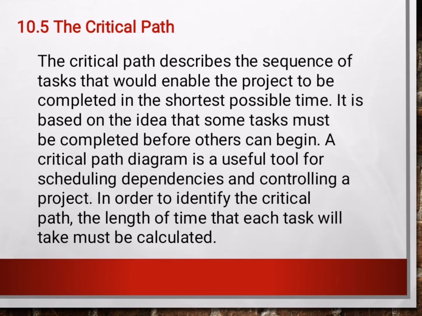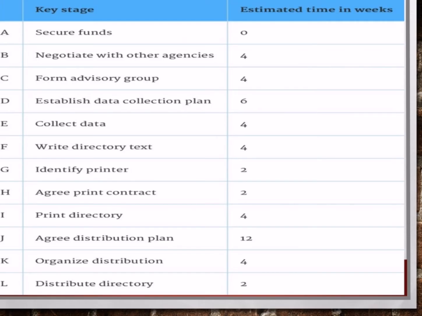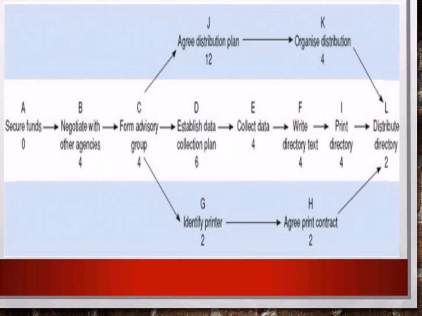The critical path. The critical path method, or critical path analysis, is an algorithm for scheduling a set of project activities. It is commonly used in conjunction with the program evaluation and review technique. In this example, the critical path is A, B, C, D, E, F, I, L, and the earliest completion date for the project is the sum of estimated times for all the stages on the critical path, 28 weeks. From the point of securing the funding, all the key stages on the critical path must be completed on time if the project is to be finished on schedule.